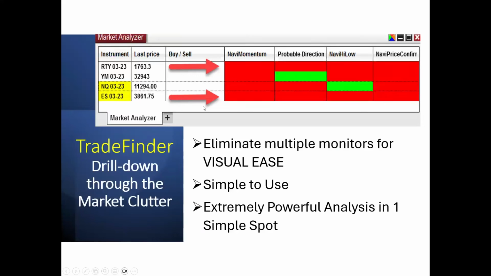We also have our Trade Finder. The Trade Finder monitors a number of different technical indicators that we've developed. And you can see if everything is red, then we've likely got a downtrending market. If they're all green, likely an uptrending market.